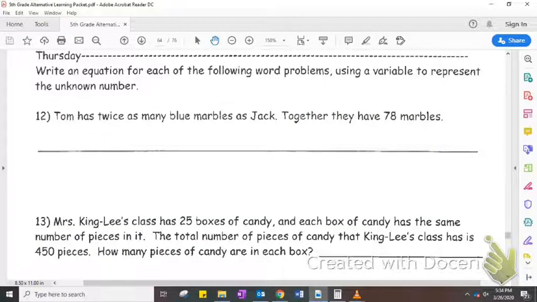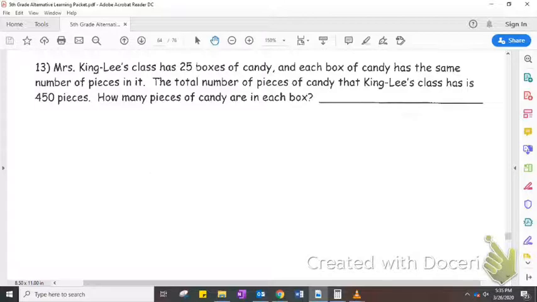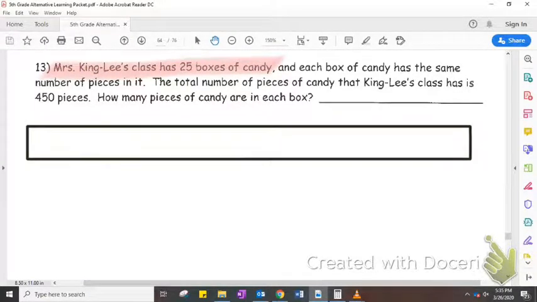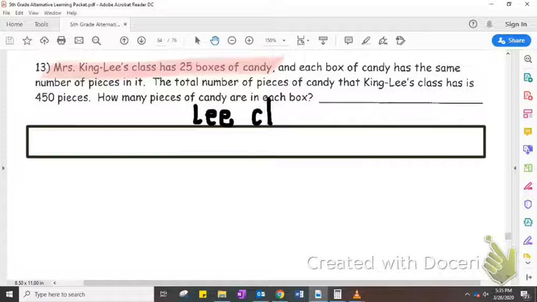Alright, so then Mrs. Kingley's class right here. Mrs. Kingley's class has 25 boxes of candy. We'll label this Kingley's class candy. It says each box of candy has the same number of pieces in it.